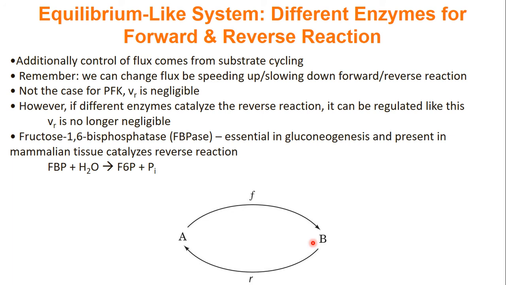If different enzymes do this reverse reaction, then VR is no longer negligible, because you're doing a different pathway, which could make this a spontaneous reaction. And the enzyme that will do this reverse pathway is called fructose 1,6-bisphosphatase, or FBPase, important in gluconeogenesis. This is in all your tissues, and this catalyzes our reverse reaction. FBP plus H2O makes F6P plus Pi.